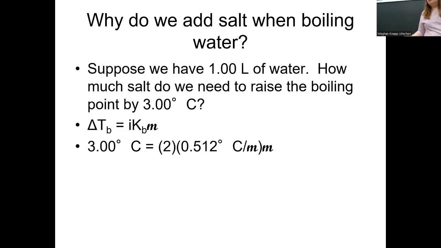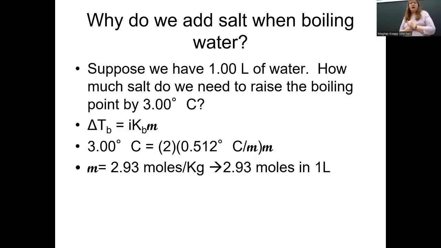You can either rearrange first and then plug in, or you can plug in and then rearrange. We know that the temperature change we want is 3 degrees. Because we're doing salt, sodium chloride, our van't Hoff factor is going to be 2. And then this number would be given to you in the problem, or you would find it on a table. So 0.512 is just the Kb for water. When we rearrange that, we would find 2.93 moles per kilogram of water, and 1 liter of water should weigh about 1 kilogram. We do know that the density changes slightly, but we're going to just assume that it's pretty close.